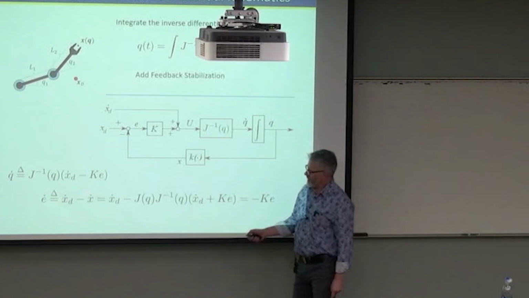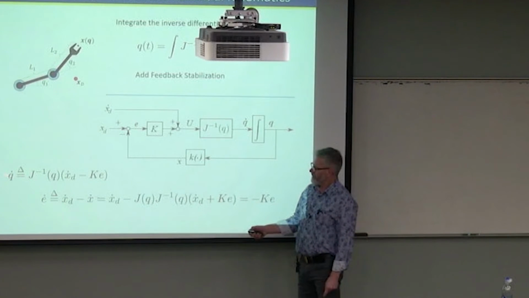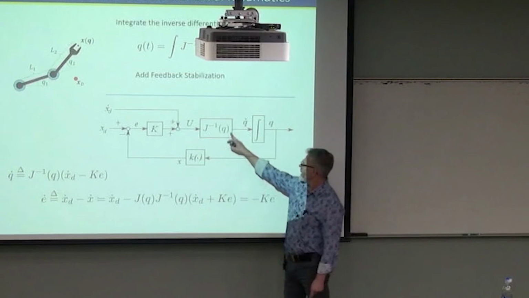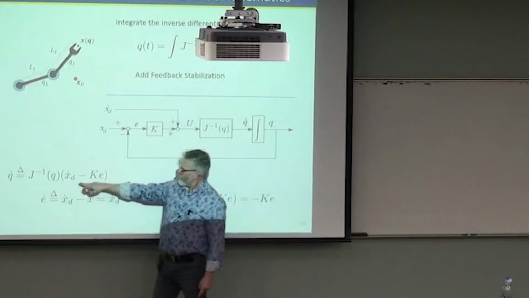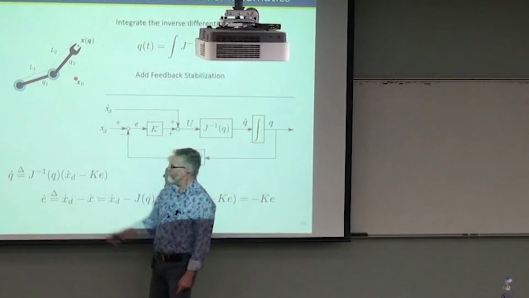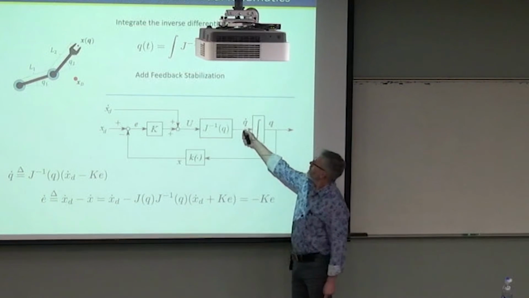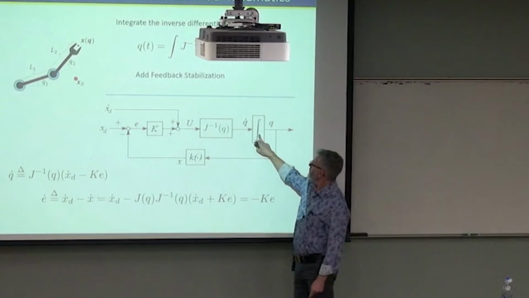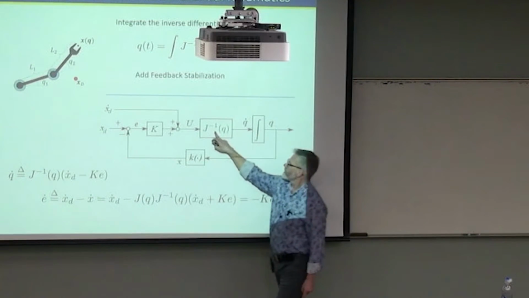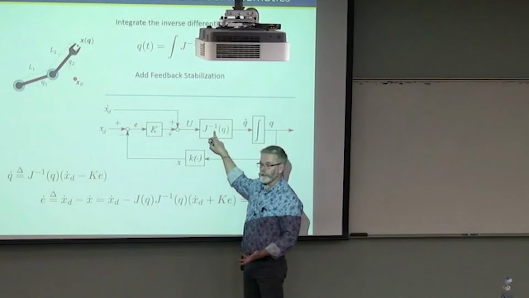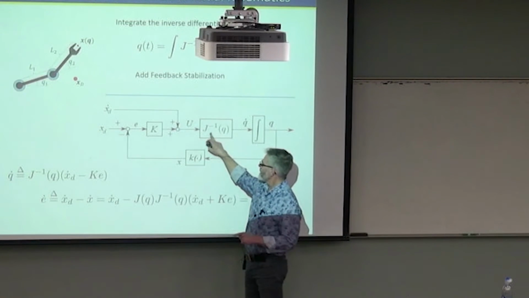Here I've got the inverse kinematics again. Q dot is J inverse of Q times, and I used to have X dot, but I'm going to integrate that. So here I integrate Q dot to get Q. Q dot is an expression which I'm going to now design with a feedback law.